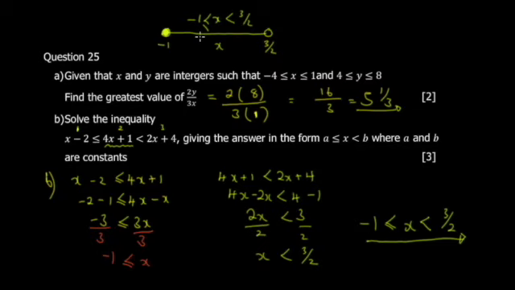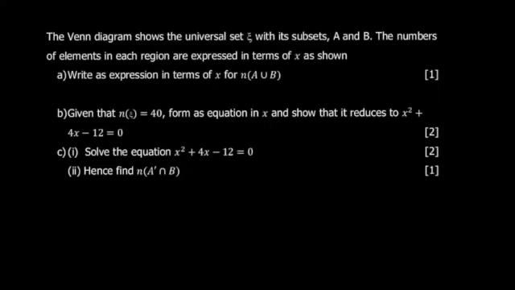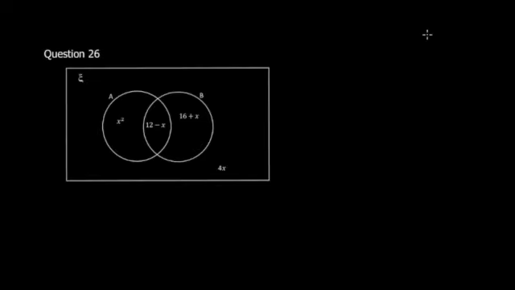Let's quickly move to the next question. Question 26, we have this. The Venn diagram shows the universal set with its subsets A and B. The numbers of elements in each region are expressed in terms of x as shown. Write the expression in x for the number of A union B. So these are numbers of elements, and for the A part, you're asked to find the number of A union B, like this.